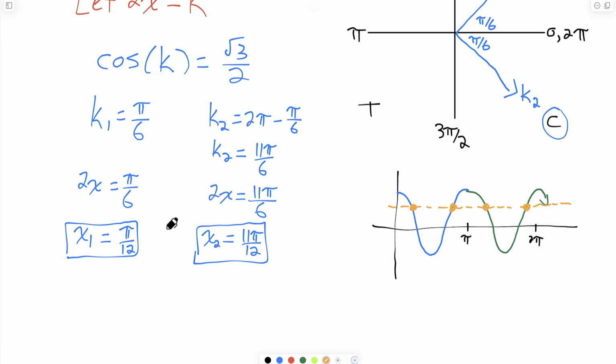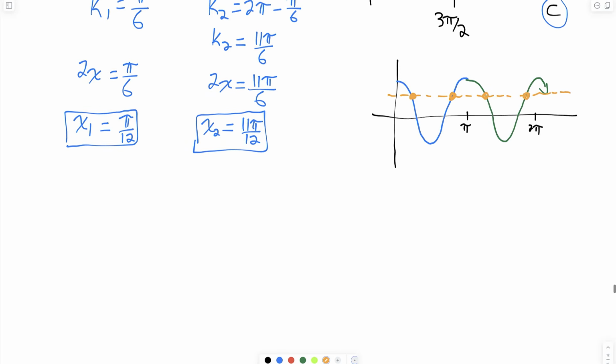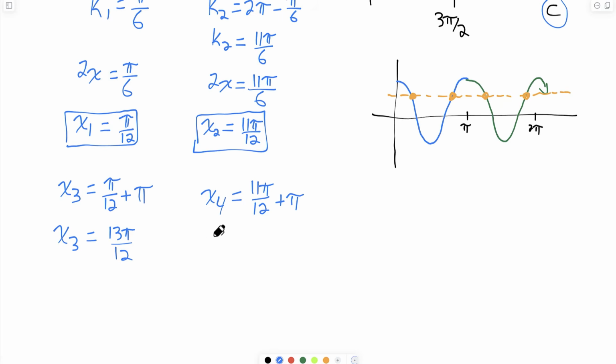We need those two answers, and we can get them by just adding the period of our function to our original two answers. So to get my third answer, I can just add the period of the function, which is pi, to my pi over 12 answer. So x3, 1 pi over 12 plus 12 pi over 12 is 13 pi over 12. And I can get x4 by adding the period to my second answer. So I'll do 11 pi over 12 plus pi, and that gives me 23 pi over 12.